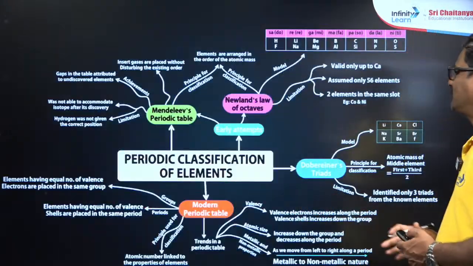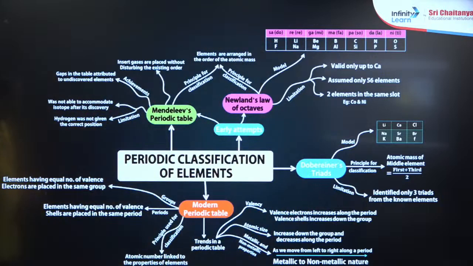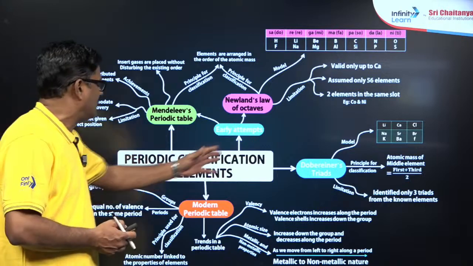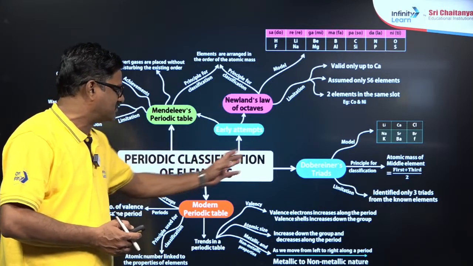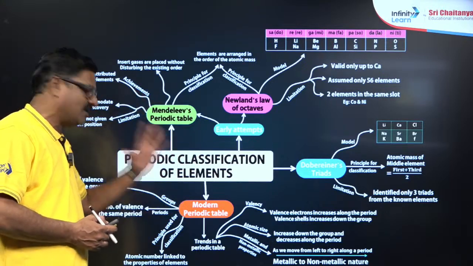Okay, let's see here. Total periodic classification. Keep this slide in your database so that it can be helpful to you. Take a snapshot. 3, 2, 1. So in periodic classification, you have Newland's law of octaves, Dobereiner triads, and Mendeleev, and you have the modern periodic table.